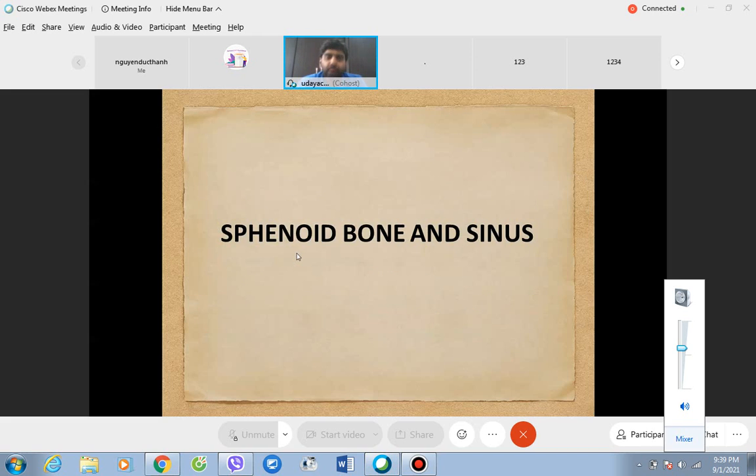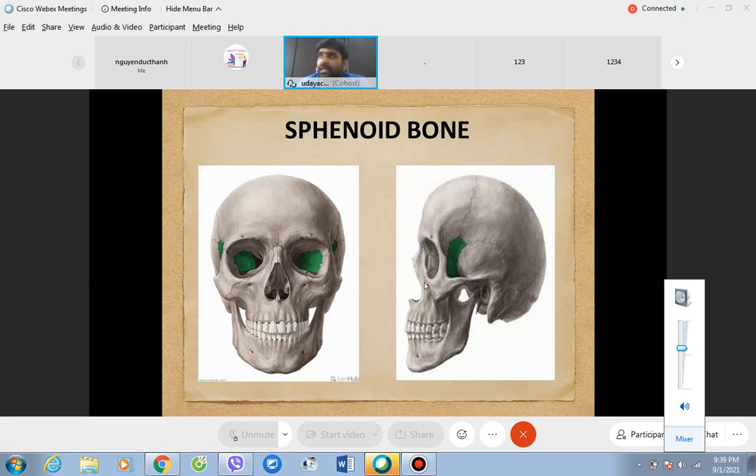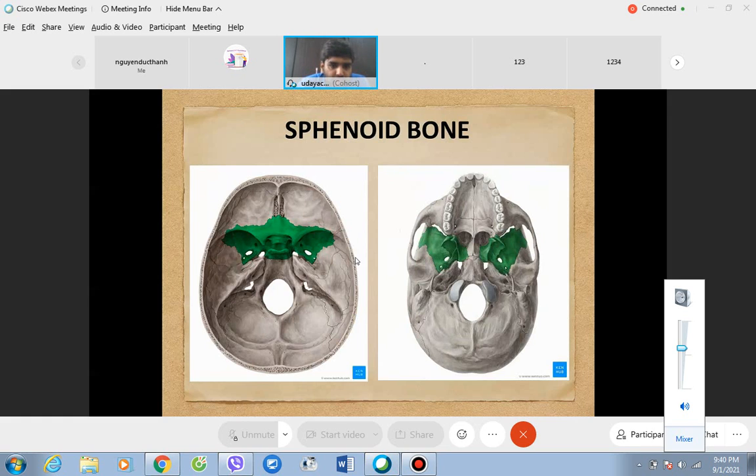Coming to the sphenoid bone and sinuses. The sphenoid bone is a centrally and complexly located bone in the cranium. See, this is the anterior contribution of the sphenoid bone. This is how we can see it laterally. This is the contribution of the sphenoid bone when we have the cut section at the calvarium level. This is how it contributes to the anterior cranial fossa and middle cranial fossa.